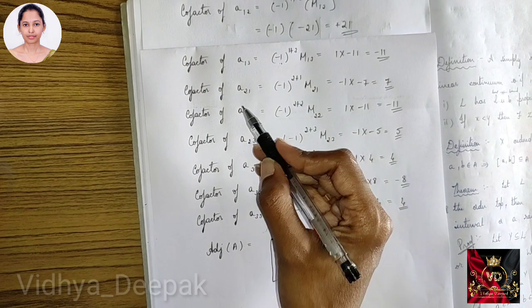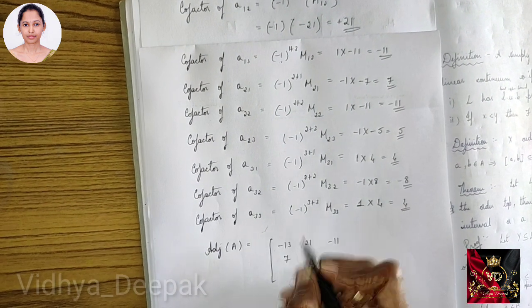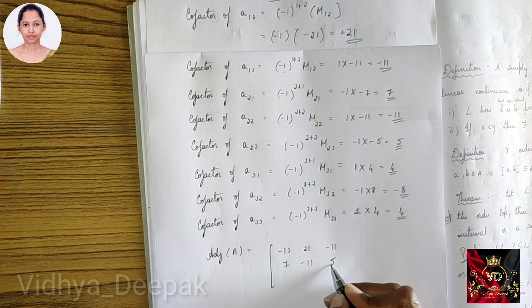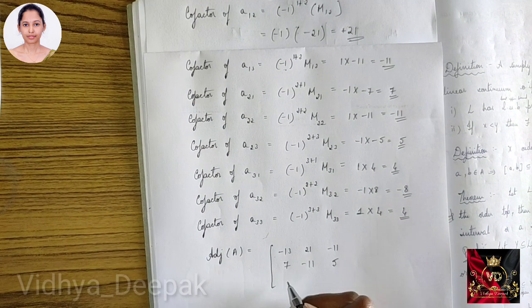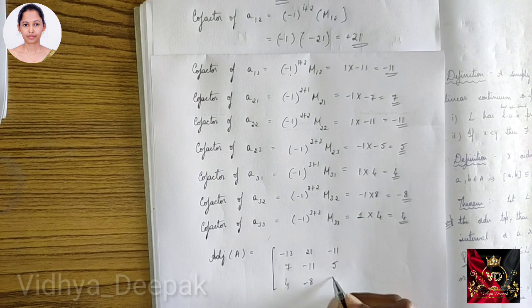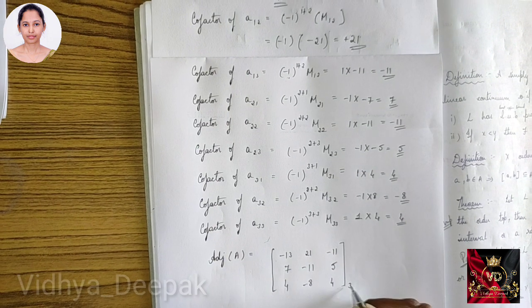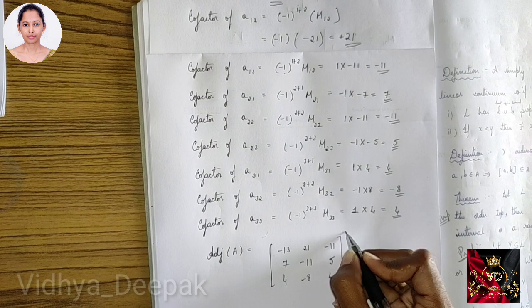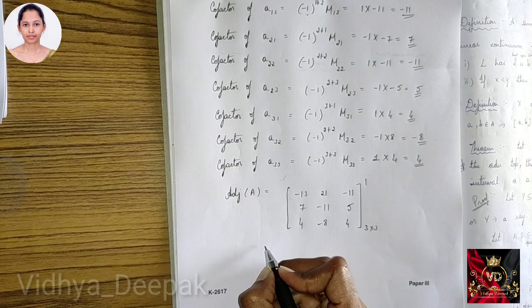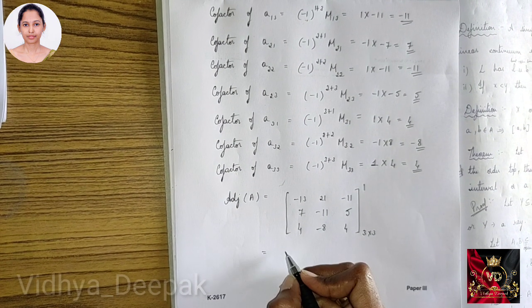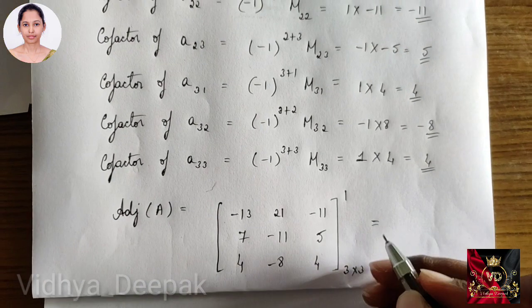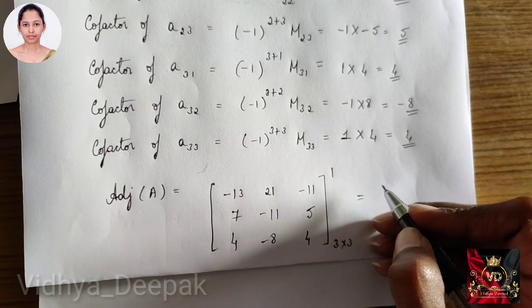And A21 is 7, A22 is minus 11, A23 is 5, A31 is 4, A32 is minus 8, A33 is 4. So you have a 3 cross 3 matrix again. You have to take the transpose of this. So when we take the transpose of this, what do we get? Row becomes column and column becomes row. Now let's take the transpose of this one. Row becomes column and column becomes row.